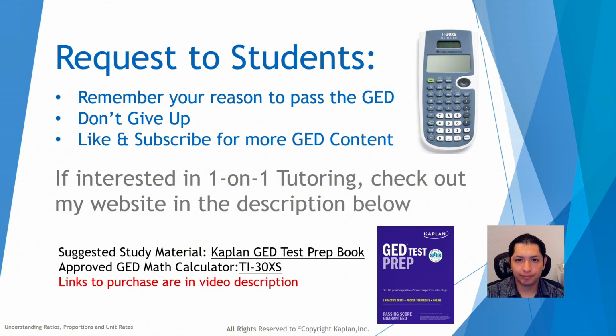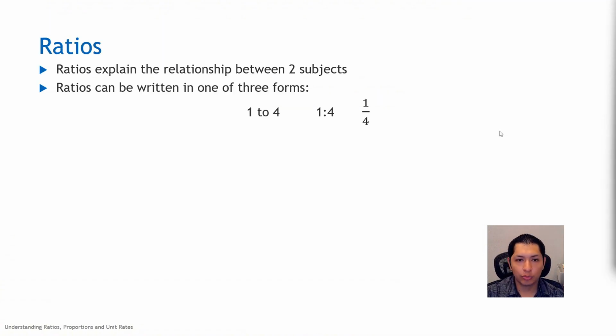All right, let's get started. Ratios explain the relationship between 2 different subjects, and ratios are going to be written in one of 3 forms. First is using the word to, so you will see a ratio written as 1 to 4. Second is with a colon, and you say it out loud the same as the first one. You say 1 to 4, but it may be written as 1:4.